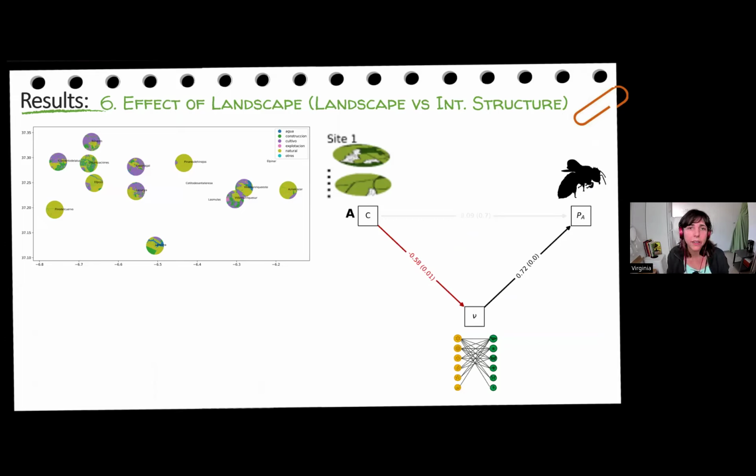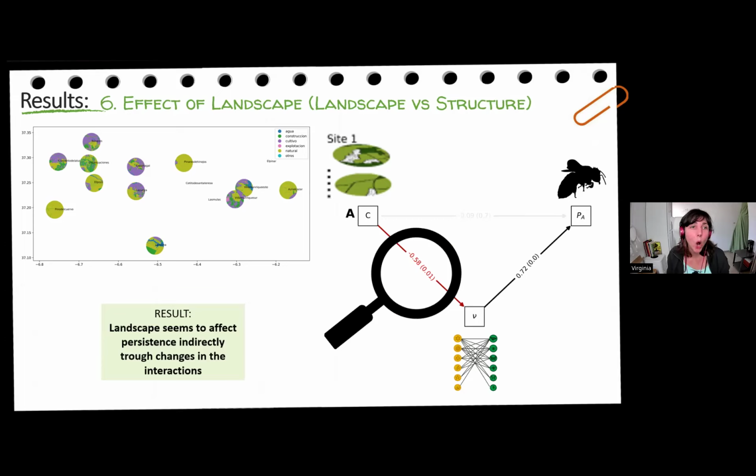And what we found was that landscape seems to be determining the pollinator persistence mainly indirectly, through reorganization of the network of interactions. However, finding how landscape determines the network of interactions is not trivial, and we are still working on this. And for now, what we have seen is that the larger patches are more cohesive, more nested, and have more shared partners.